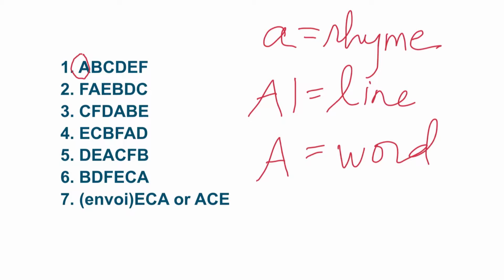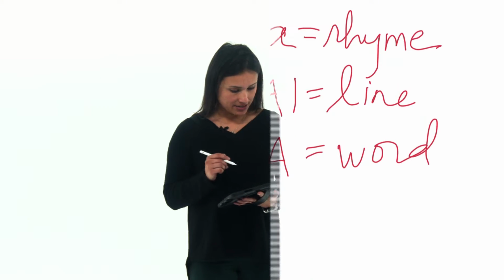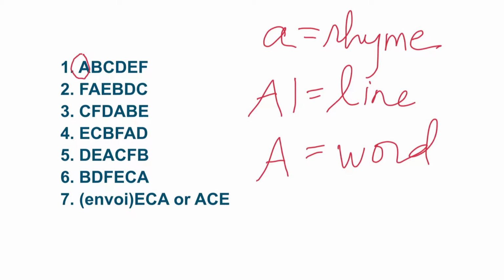Here we have the word pattern. In the first stanza, A, B, C, D, E, and F are set words. These words cannot change throughout the poem. They are set in the first stanza going in order. In the second stanza, the order is changed.